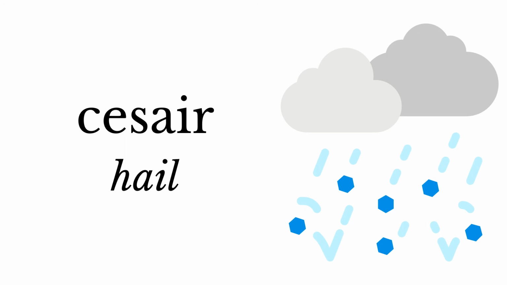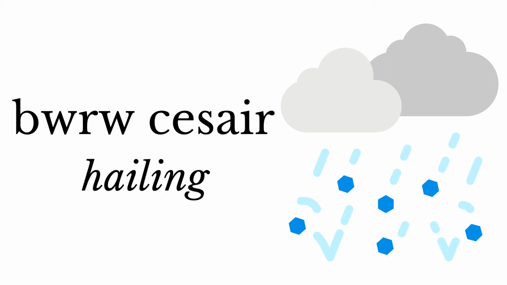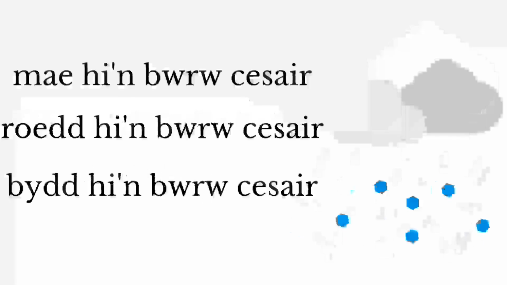Cesair. Hail. Now I've heard people use the word cen for hail, but it's also the word for dandruff, so I prefer to use cesair. Bwrw cesair. Hailing. Mae hi'n bwrw cesair. Roedd hi'n bwrw cesair. Bydd hi'n bwrw cesair.